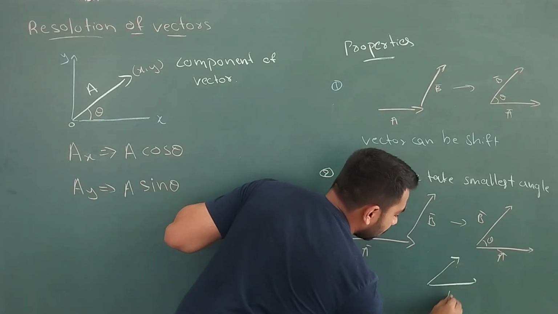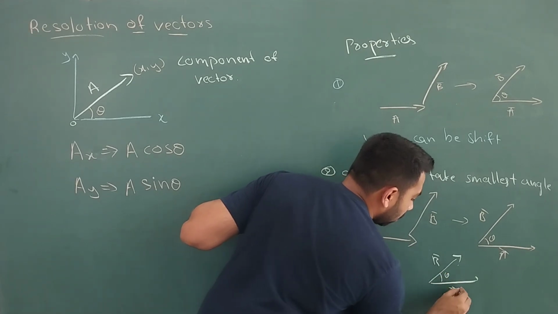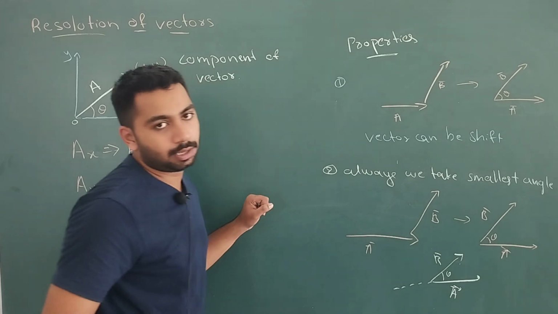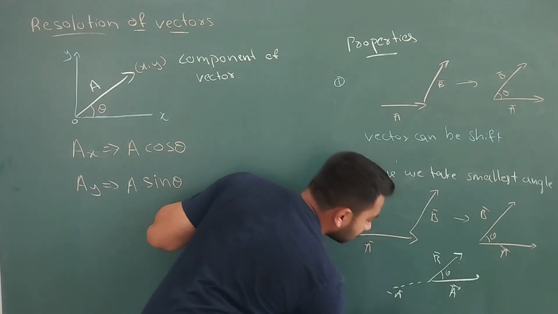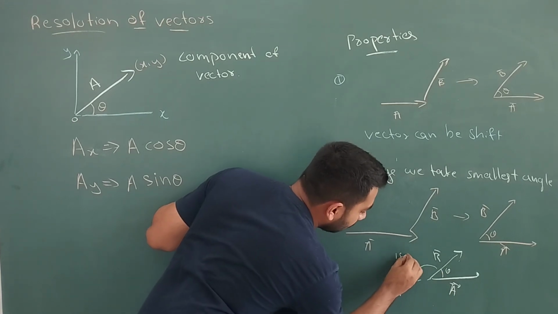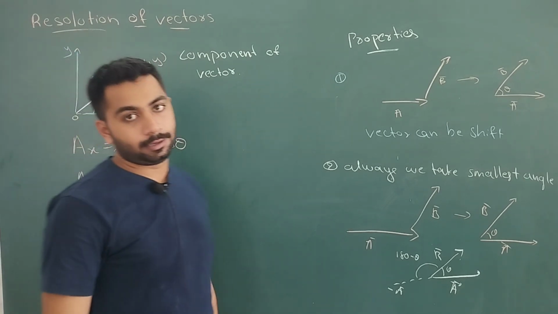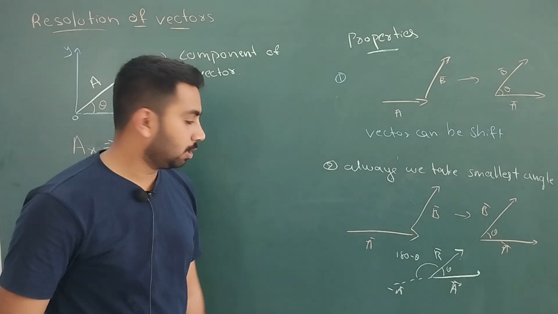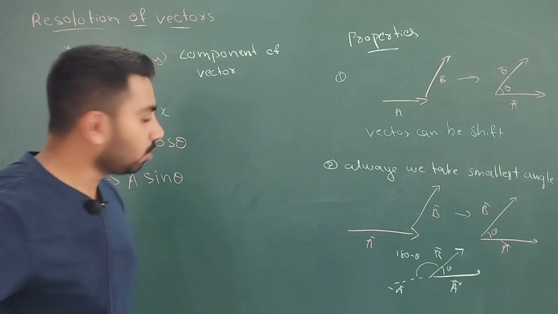These are your two vectors, vector A and vector B, and this is theta. If this is vector A, then on this side it will be minus A. Now this full angle will be 180 minus theta. Which do you want to take? This is 180 minus theta. Always remember, in vectors we take the shortest angle.